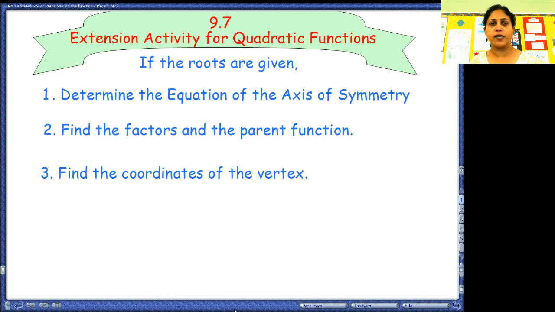Hi everybody, today's lesson is about finding the function if the roots of the function are given. These are the three things we are going to do today, so let's begin.